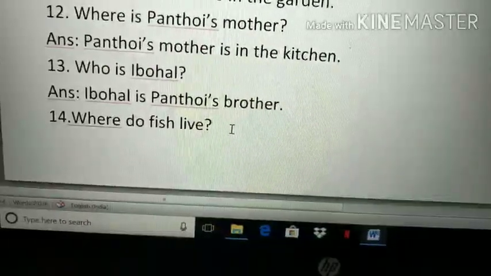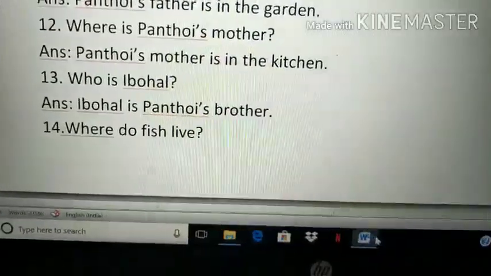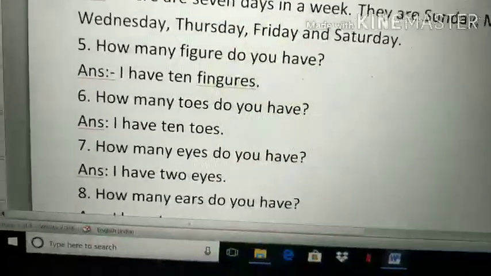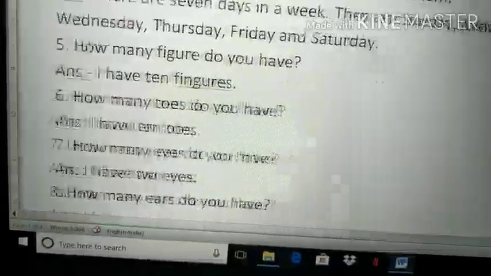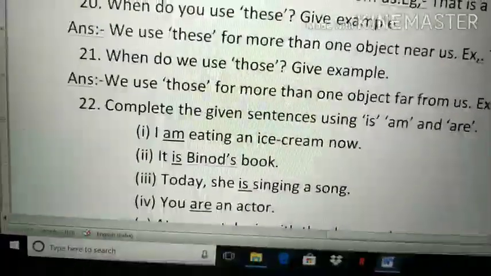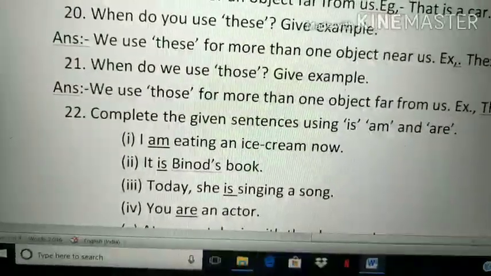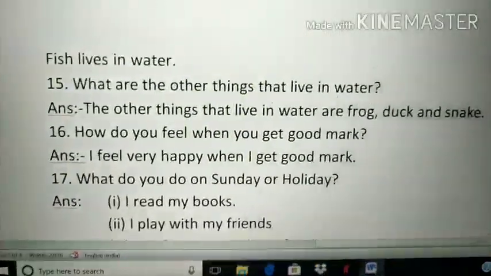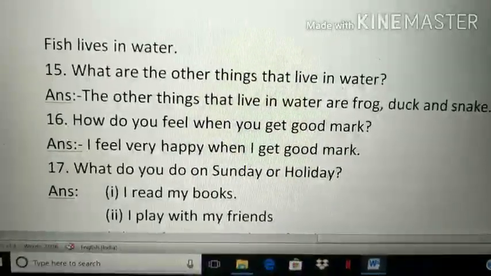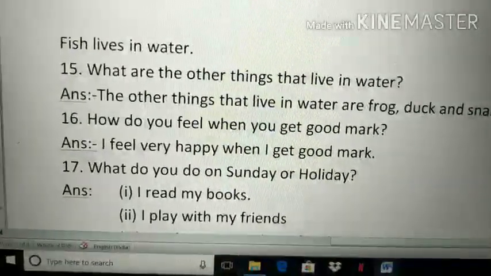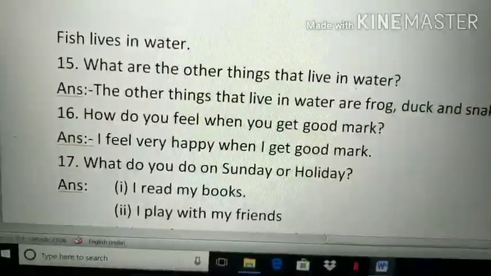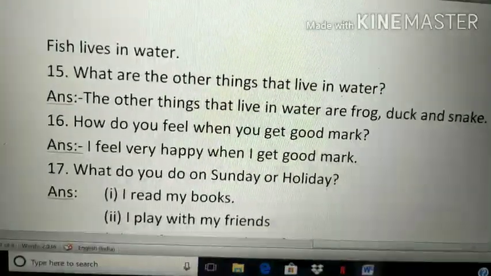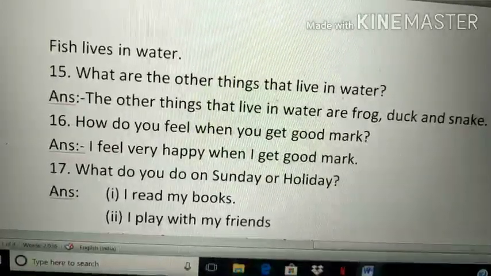Question number 14. Where do fish live? Fish live in water. What are the other things that live in water? The other things that live in water are frogs, ducks, and snakes.